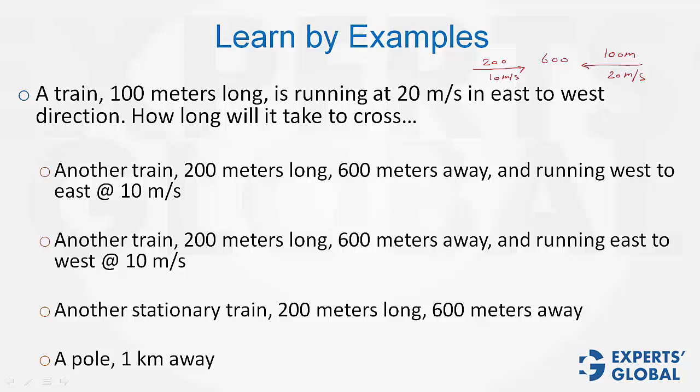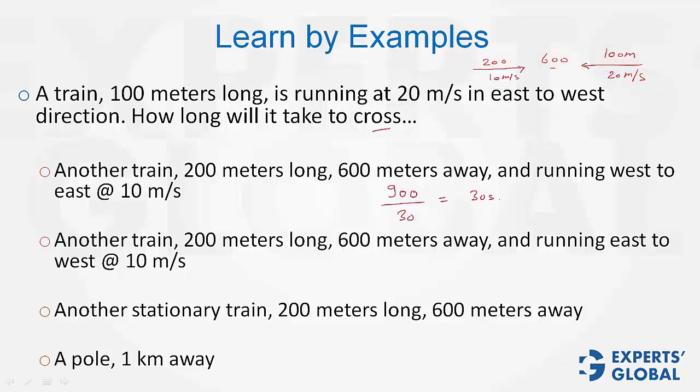See, the term is cross, and therefore the total distance to be covered is 600 plus 200 plus 100. So first question, the distance is 900, and since they are moving in the opposite directions, speed would be the sum of their speeds. 10 plus 20 equals 30. So the answer is 900 divided by 30 equals 30 seconds.